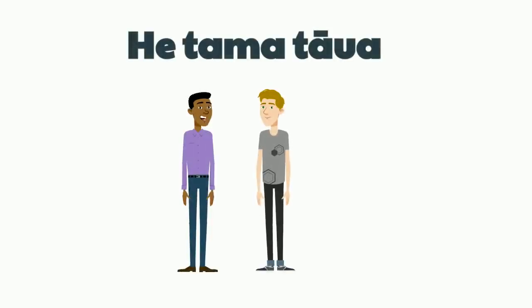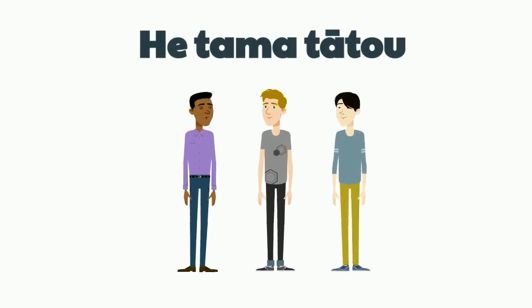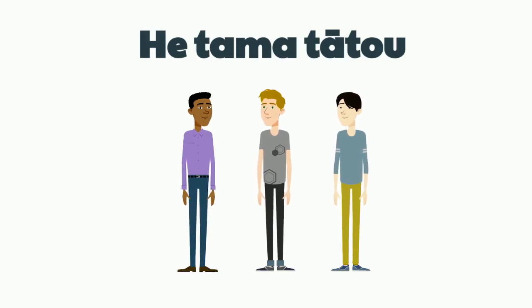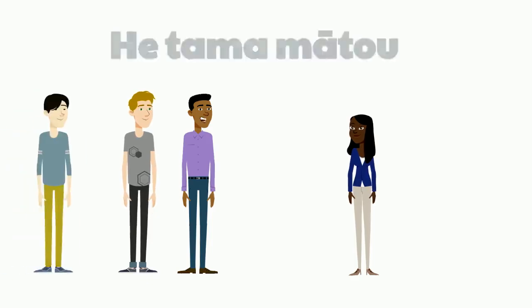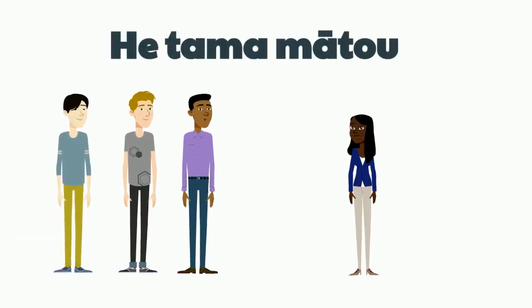He tama tāua. We're boys, you and I. He tama tātou. We're boys, all of us. He tama māua. We're boys, he and I. He tama mātou. We're boys, but not you.